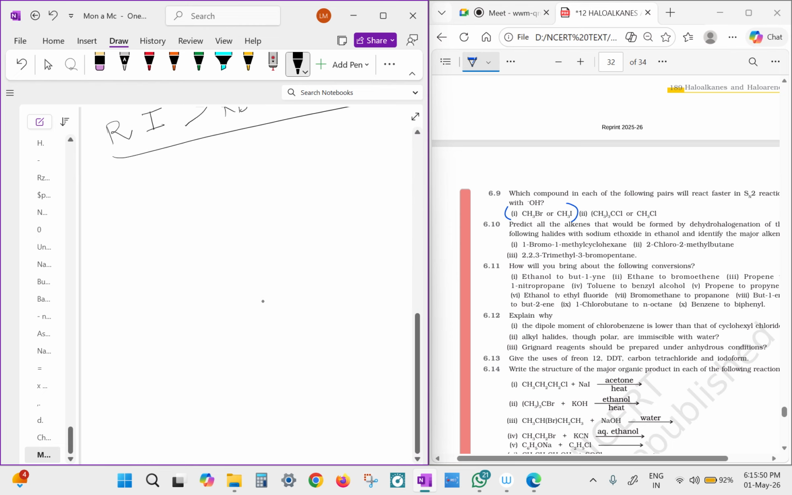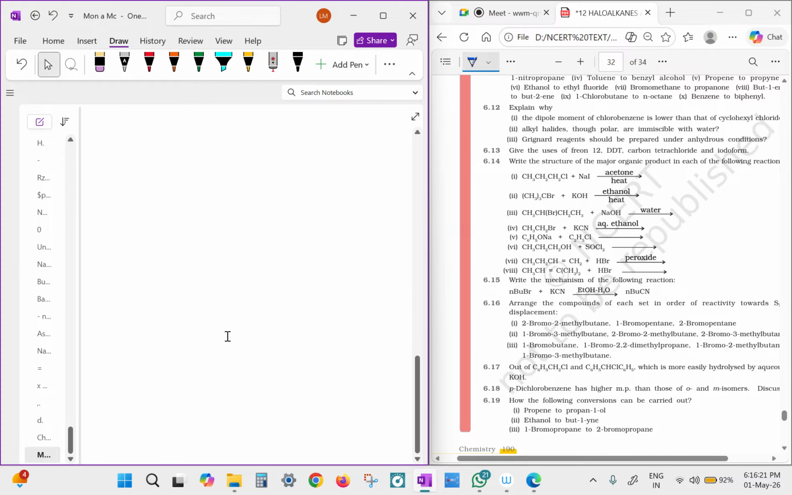And now they are giving you a tertiary butyl chloride, (CH3)3CCl. This is simply CH3Cl, and they have put a straightforward question, SN2. So it should be primary. Had it been SN1, then you would have gone for the tertiary. Fine. Yes, ma'am.